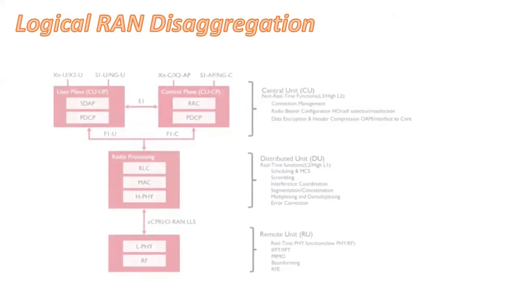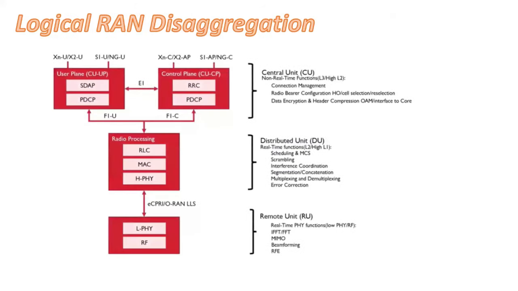The functions of all these things, RU, DU, CU, core, or cloud, we have discussed in our previous session as well. And this also we have discussed, that we should know the layers, which are the protocols. So for the radio unit, the main protocols used are lower physical layer and the RF. And for the distributed unit, we have RLC, MAC, and higher physical layer. And for the centralized unit, we have RRC and PDCP for the control plane, and SDAP and PDCP for the user plane.